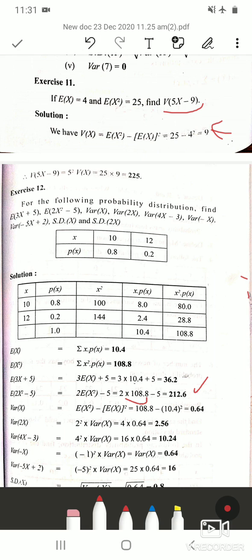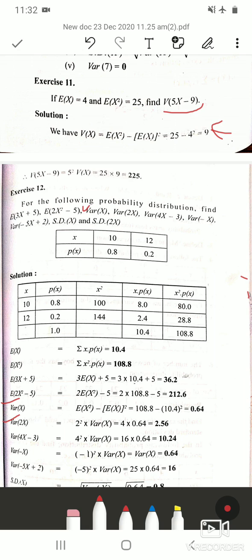So the next sub question is to find out variance, which we can solve using the formula expectation of x square minus expectation of x the whole square. So substitute. Therefore the variance is 0.64.